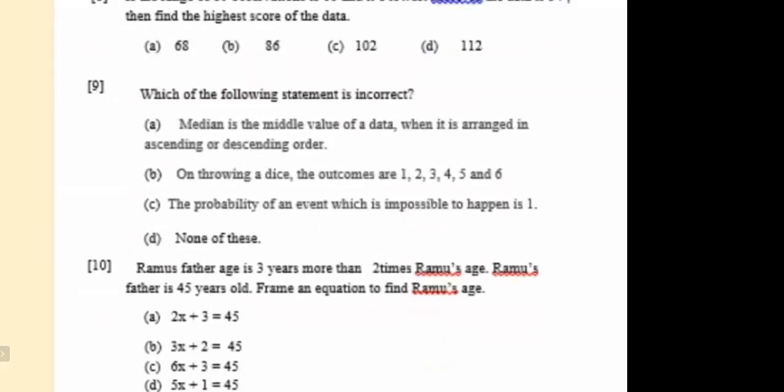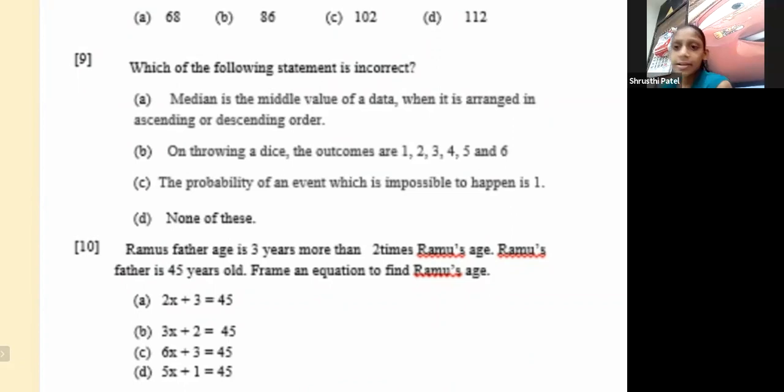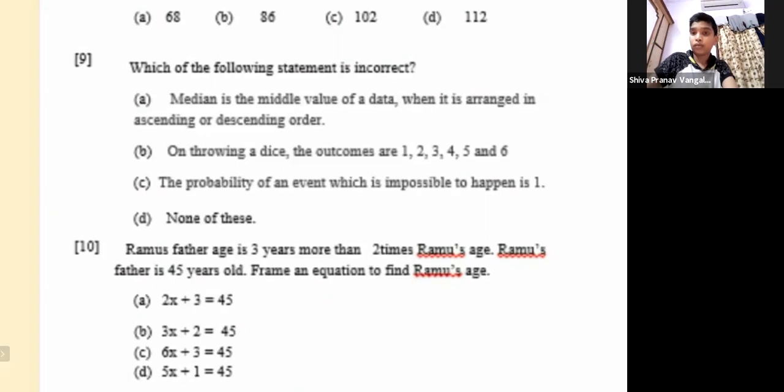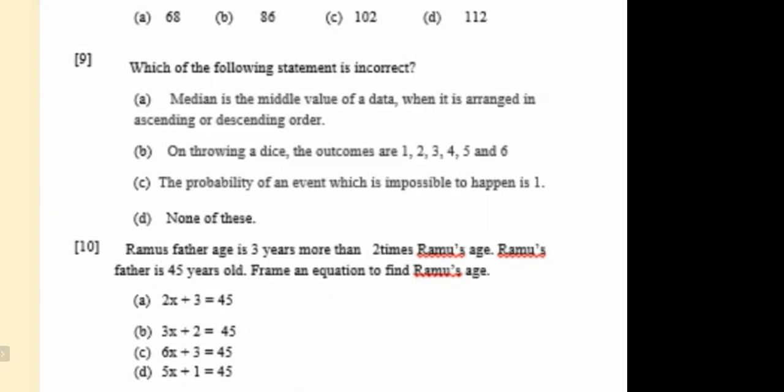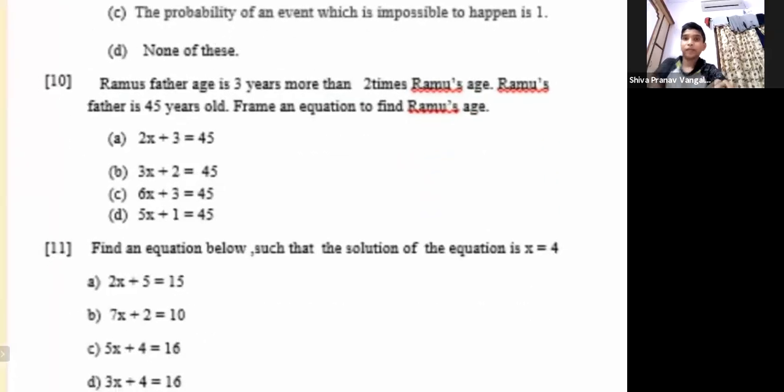Very good. Which of the following statements is incorrect? Incorrect, children. It's not correct. Median is the middlemost value of the data when it is arranged in ascending or descending order, it is correct. On throwing a die, the outcomes are 1, 2, 3, 4, 5, 6. It is also true. The probability of an event which is impossible to happen is option C only. Ma'am, impossible means we need to get 0. Very good.